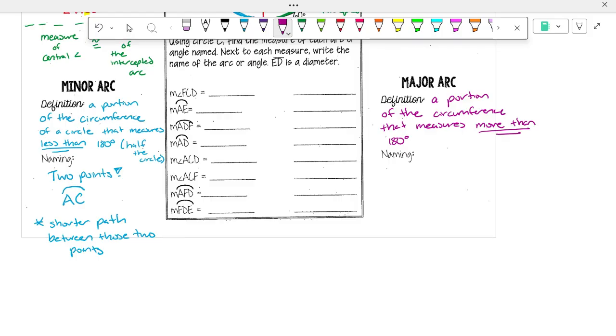Now, the biggest difference between a minor arc and a major arc is when we name them. A major arc uses 3 points, so you almost name it like you would an angle. You have to use 3 points to name a major arc, and 2 of those points have to include the endpoints. The third point is just another point that it passes through.